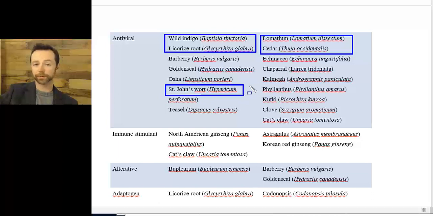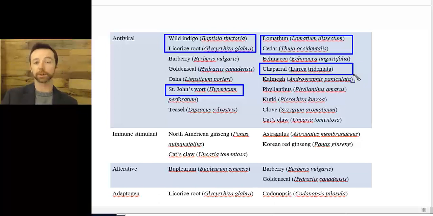Also fairly specifically an antiviral, and I'm going to lightly suggest Larrea tridentata, chaparral. It's actually not a herb that's used commonly at all. In fact, I can't remember, I'm not sure I've ever used it.